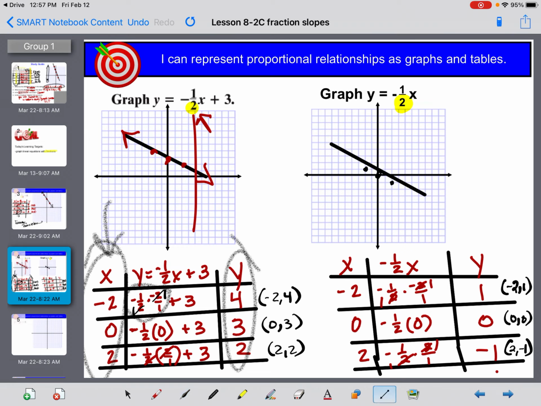Still a linear equation. Hold on, I got to scooch that line down. There we go. And notice that this one is special because it goes right through the origin. And anytime that you have an equation that doesn't have anything being added, like here, this one added 3, if you have one that doesn't add anything, they'll always go through the origin. So that's just a little check for you.